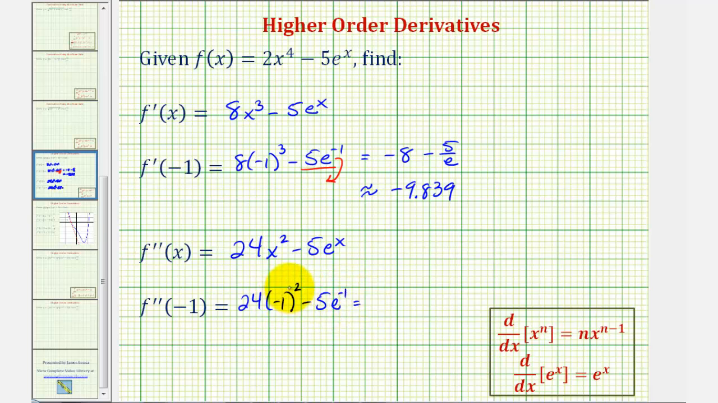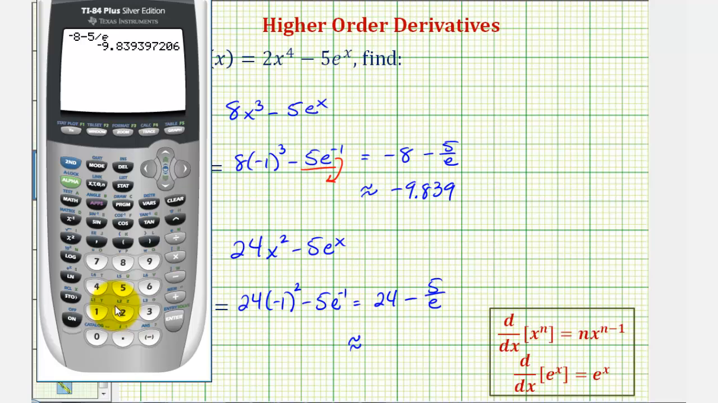Which would give us, this would be positive 1 times 24, 24 minus 5 divided by e. Let's get a decimal approximation for this as well. So we have 24 minus 5 divided by e. Again, to 3 decimal places, notice here we have a 6 in the fourth decimal place, so we round up. This would be approximately 22.161.